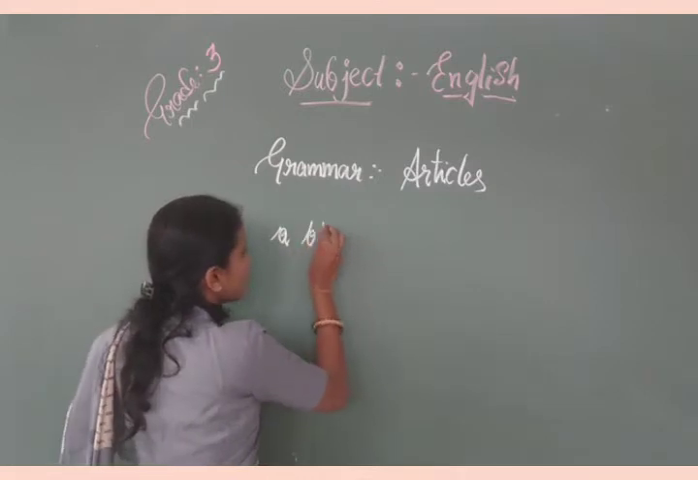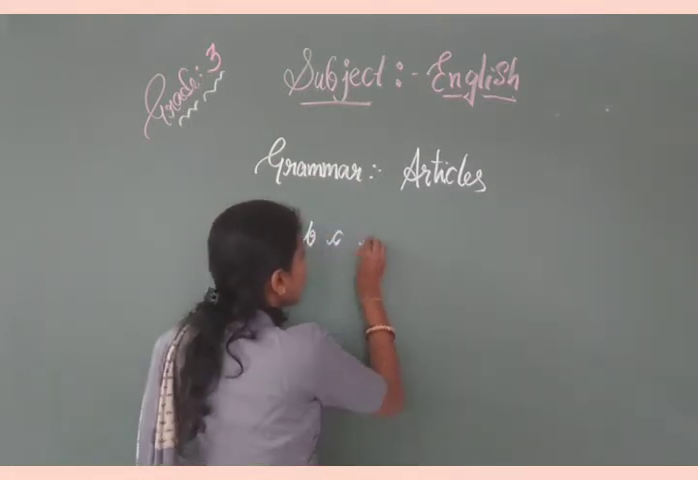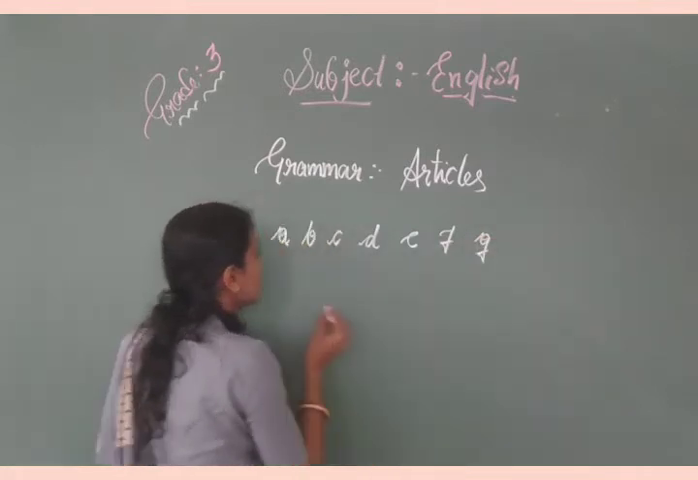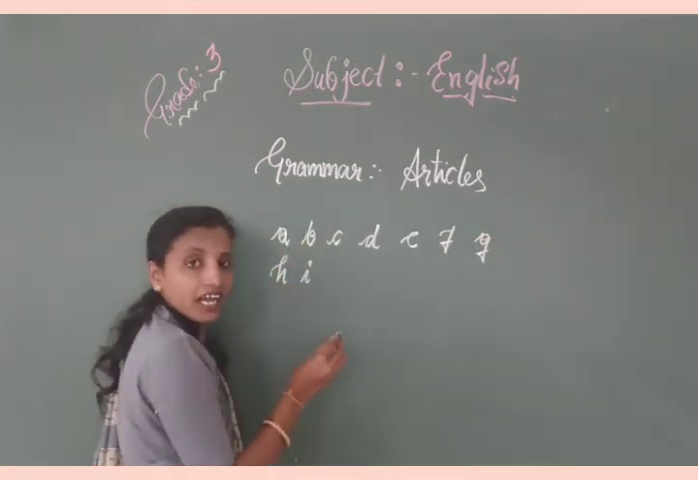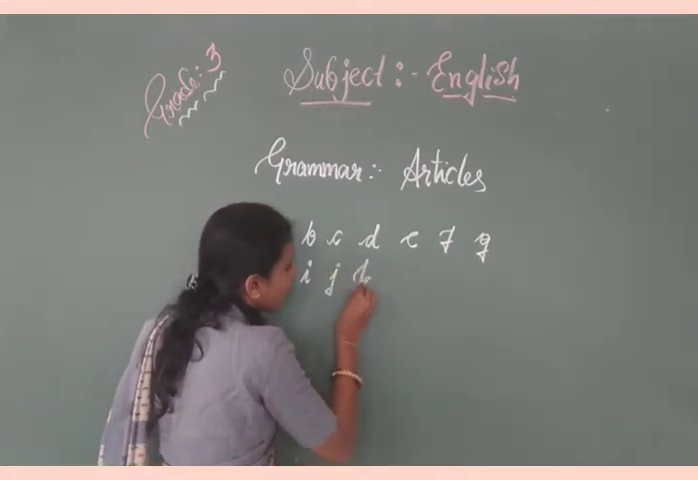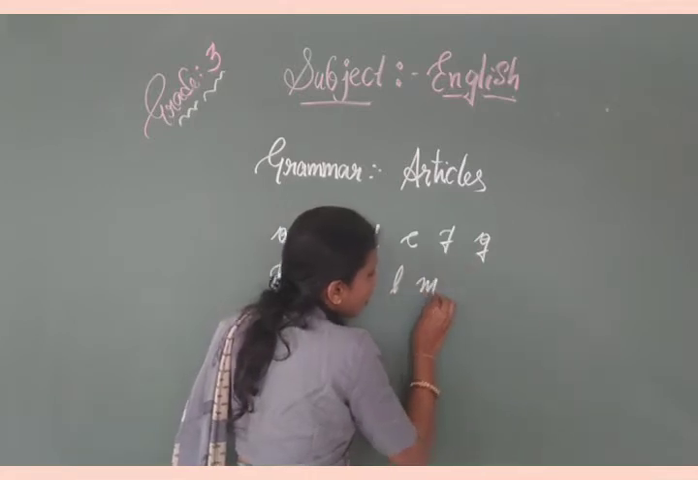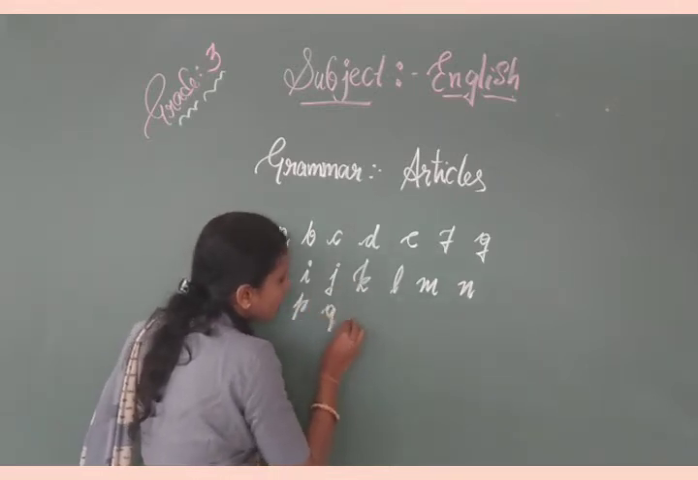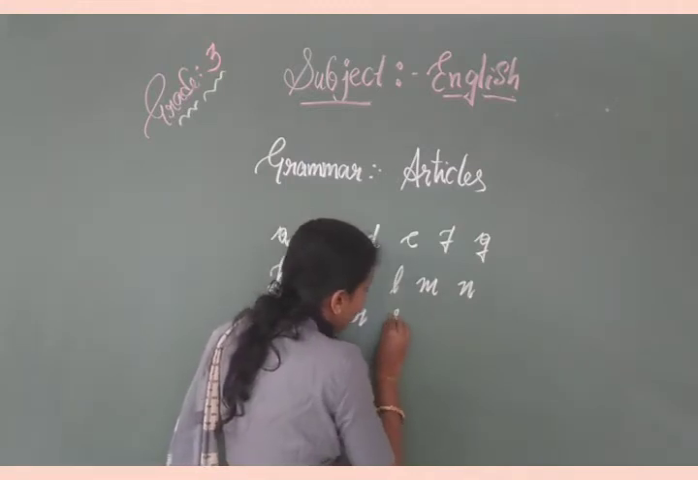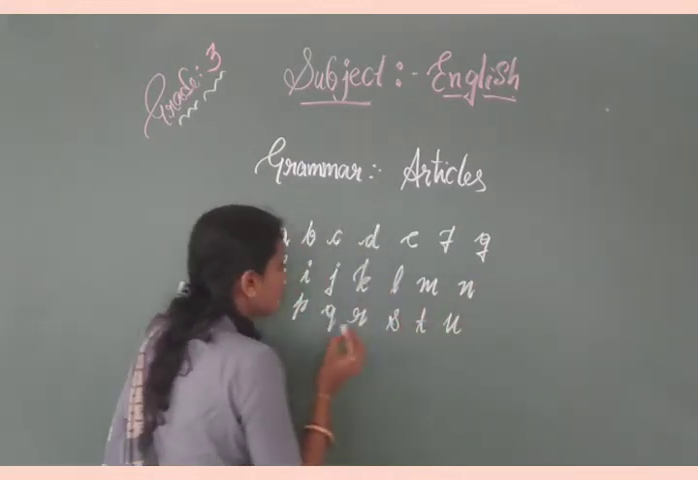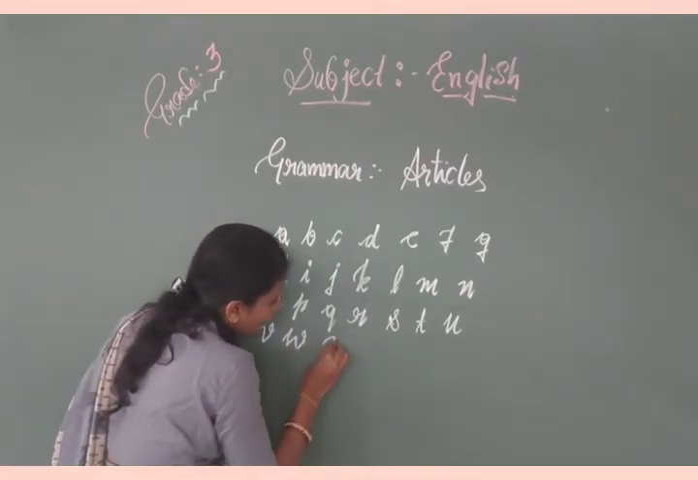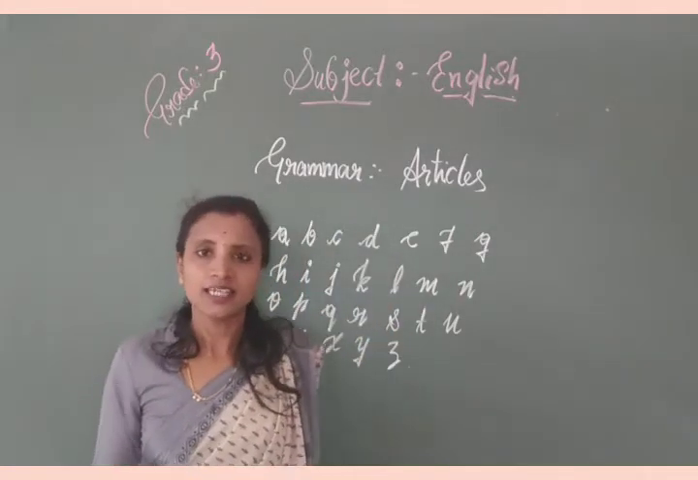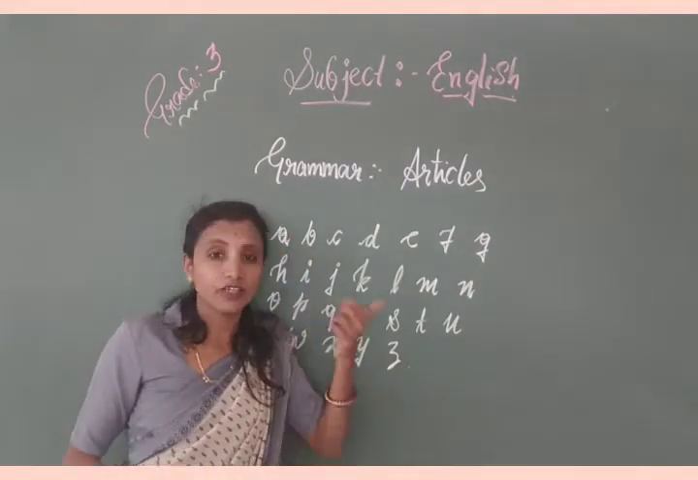A, B, C, D, E, F, G, H, I, J, K, L, M, N, O, P, Q, R, S, T, U, V, W, X, Y, Z. Is it? These are all the alphabets from A to Z.